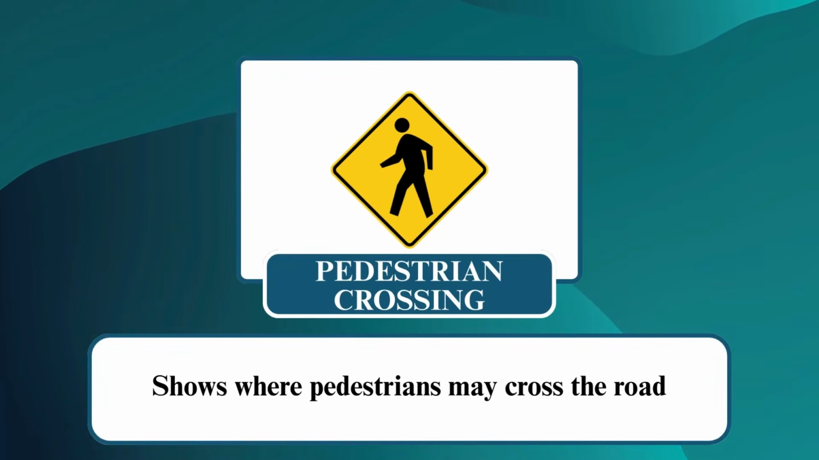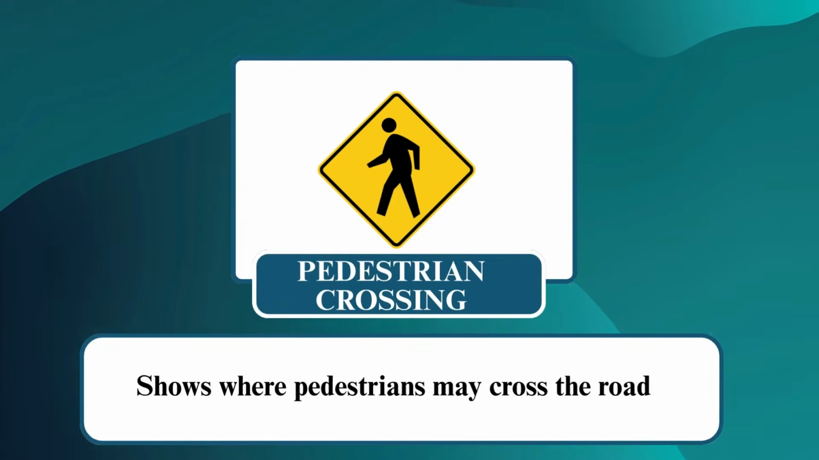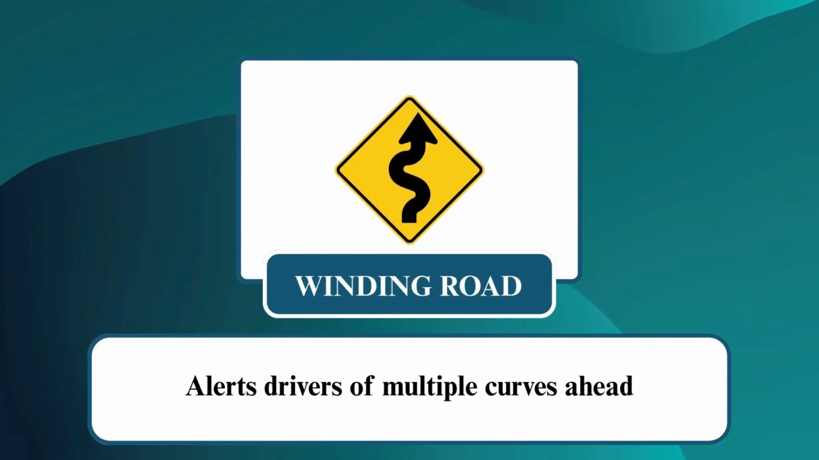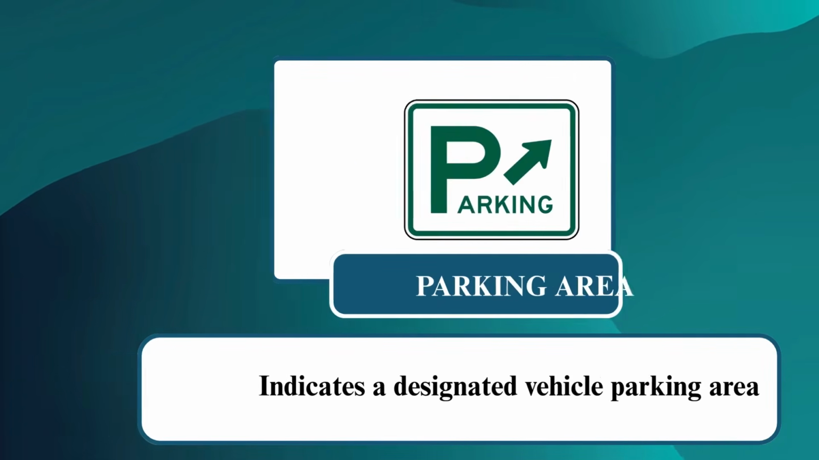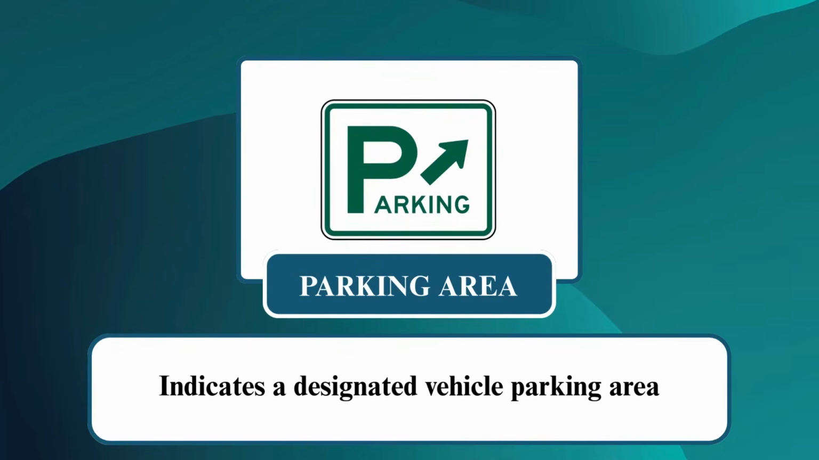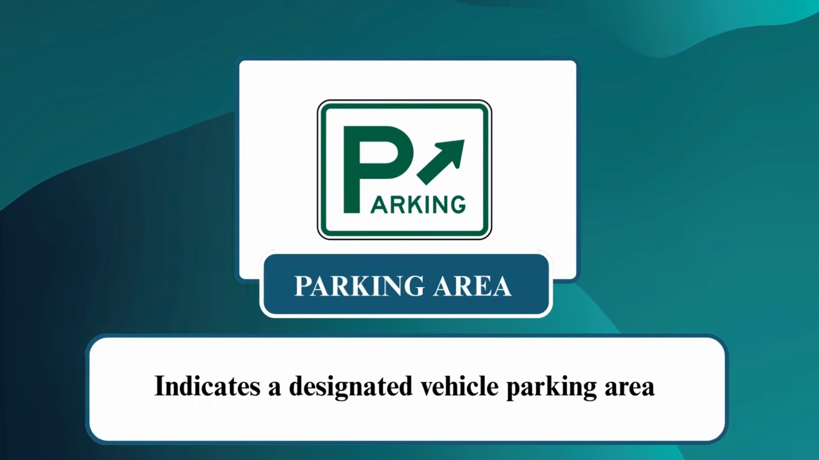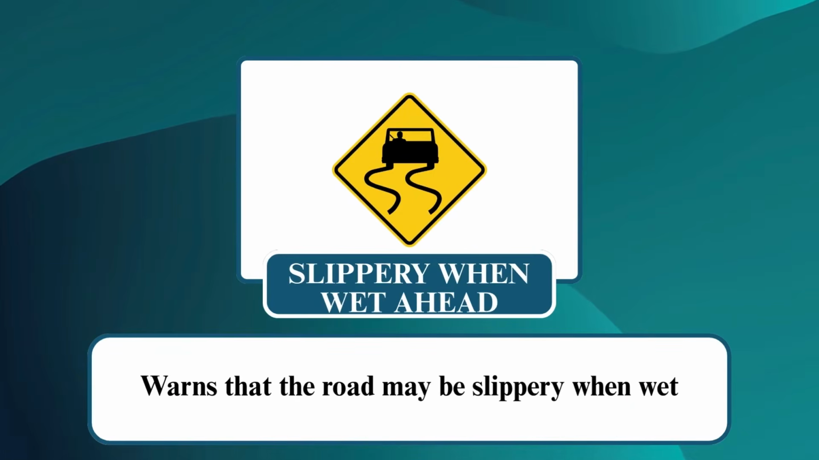Pedestrian crossing sign. Shows where pedestrians may cross the road. Winding road sign. Alerts drivers of multiple curves ahead. Parking area sign. Indicates a designated vehicle parking area. Slippery when wet ahead sign. Warns that the road may be slippery when wet.